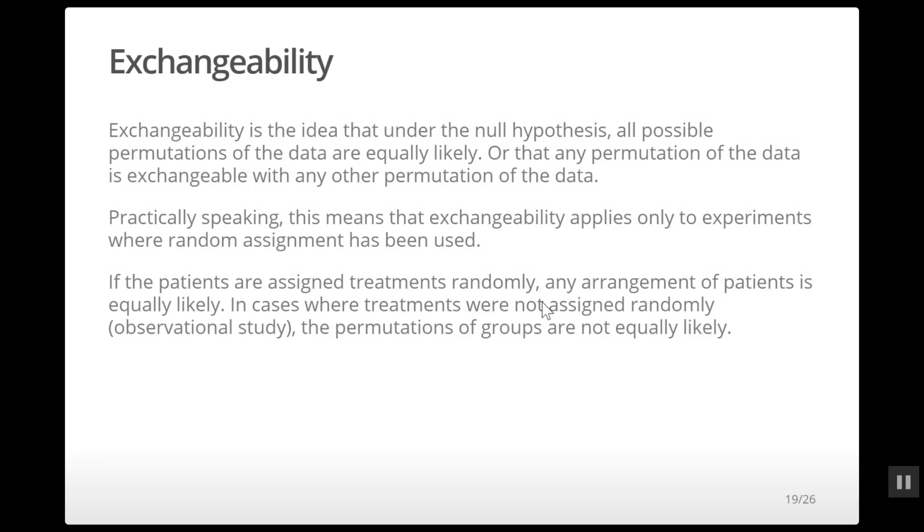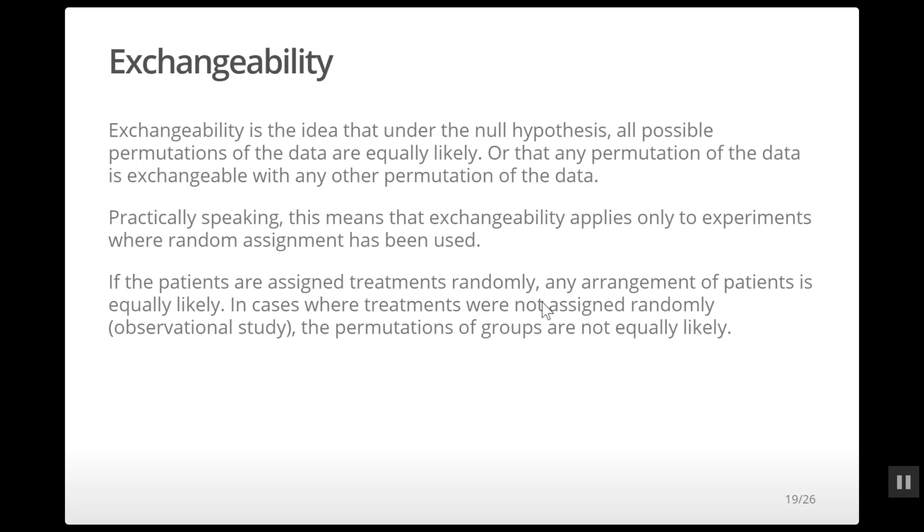Let's go back to randomization tests. We said randomization tests depend on this concept of exchangeability in our data. Exchangeability is the idea that under the null hypothesis, all possible permutations of the data are equally likely, or that any permutation of the data is exchangeable with any other permutation of the data. I know that's a mouthful. On a practical level, this means that exchangeability applies only to experiments where random assignment has been used.